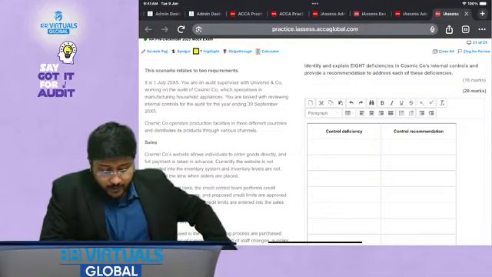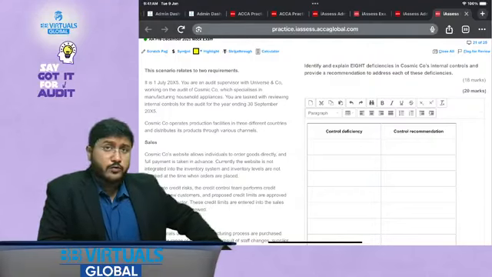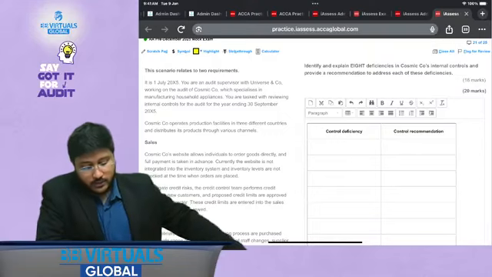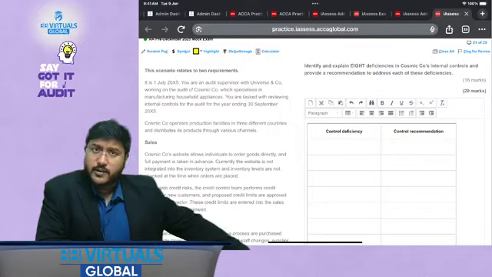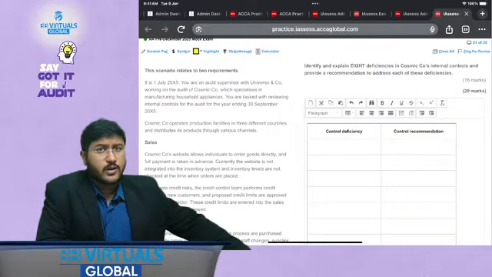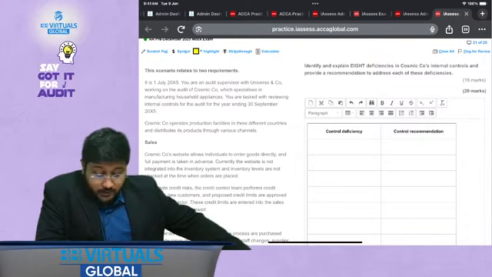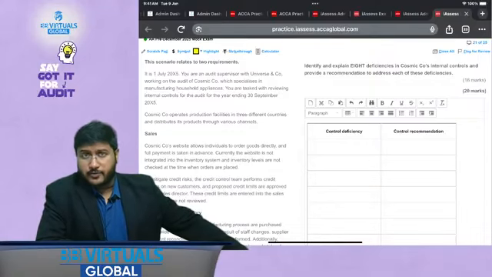It is 1st July 2025. You are an audit supervisor with Universe and Company working on the audit of Cosmic Company, which specializes in manufacturing household appliances. You are tasked with reviewing internal controls for the audit for the year ending 30th September 2025. It is 1st July, right? July, August, September, 3 months ahead. Now, Cosmic Company operates production facilities in 3 different countries and distributes its products through various channels. So there are 3 different countries that are affected by it.